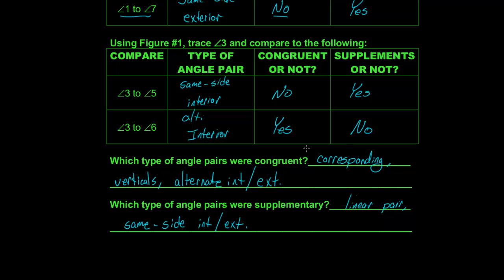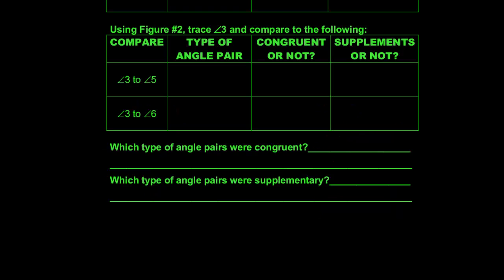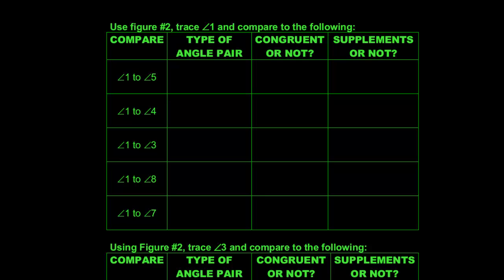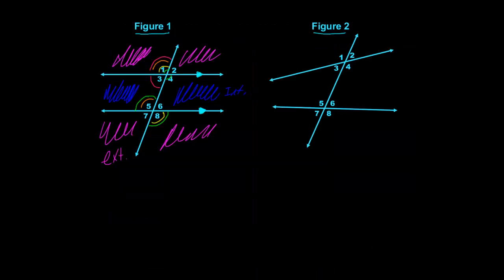All right, so let's go ahead and turn the page, and we're going to look now. Let's scroll up to the top. Second page, it tells us to use figure number 2. We're also going to trace angle 1, which, since you do not have a protractor, we're not going to worry about. We're going to go through this pretty quickly on this one. Now, I'm going to pull up our figures from before.